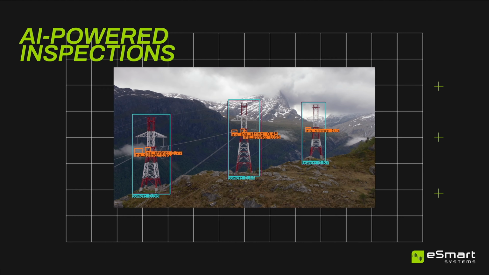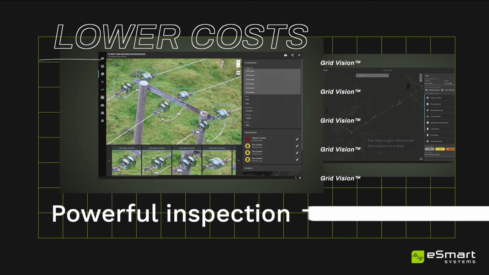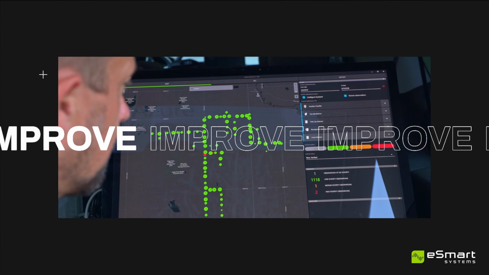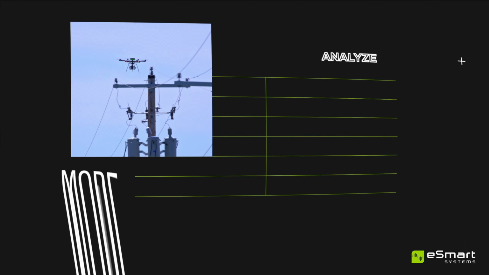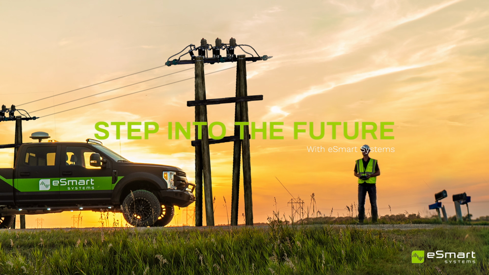eSmart Systems is transforming the way the world's leading energy providers inspect and maintain critical infrastructure. A vast amount of labeled synthetic data is needed for eSmart's AI to operate. Let me show you how it's done.